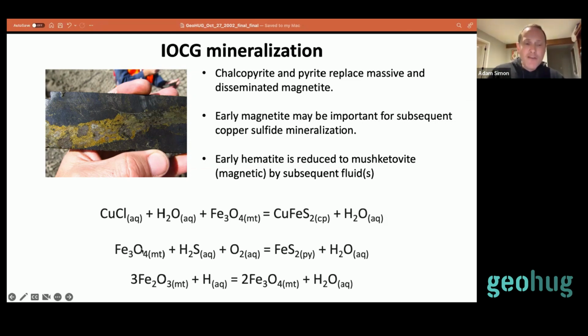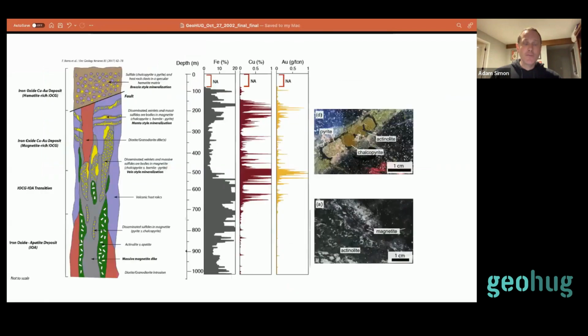And then the second reaction here explains how an aqueous fluid reacts with that magnetite to produce pyrite. And again, if there's any specular hematite, that fluid will reduce the hematite to musketovite, which is magnetic specularite. So the chemistry seems relatively straightforward.